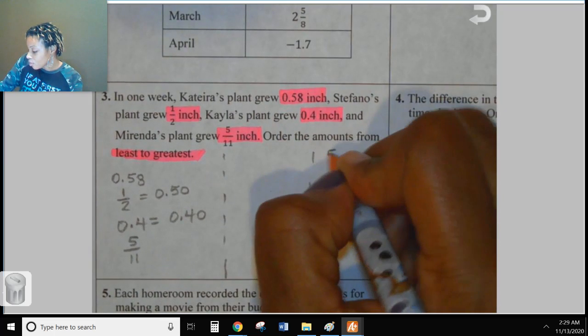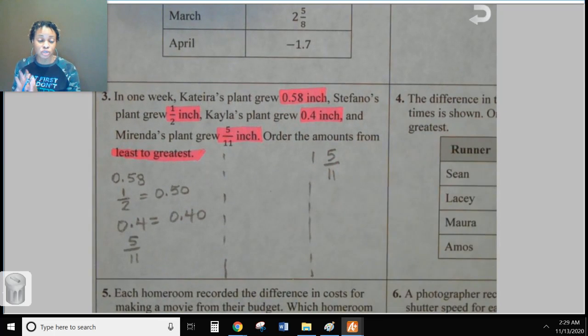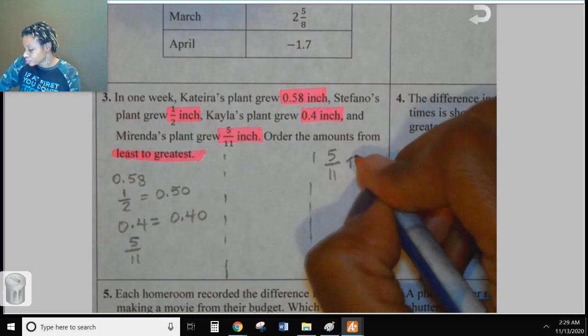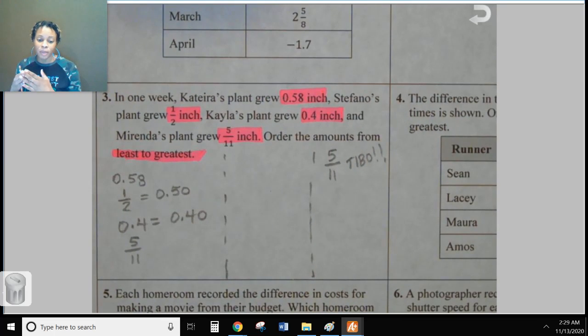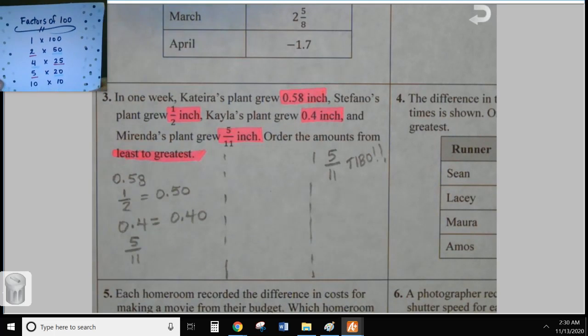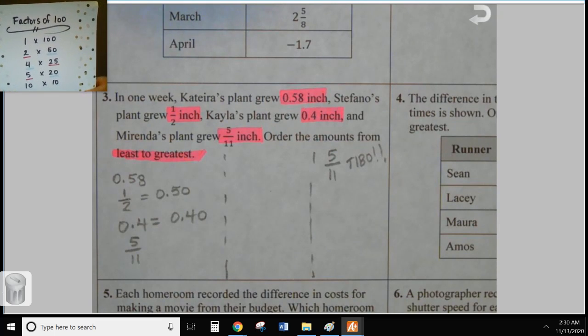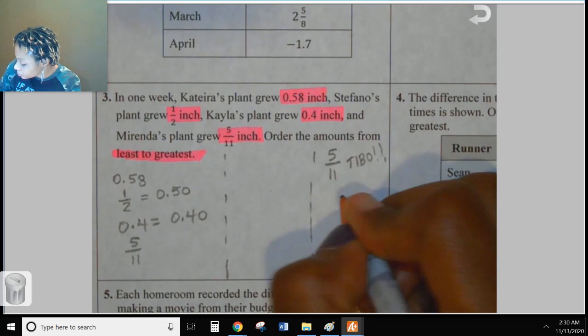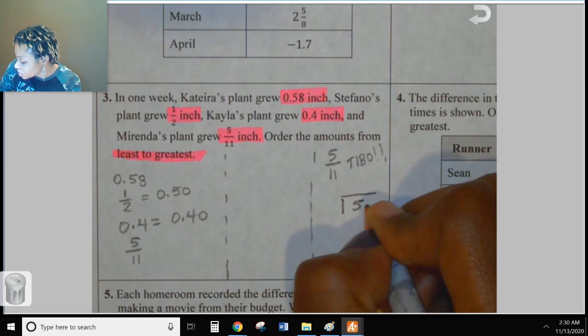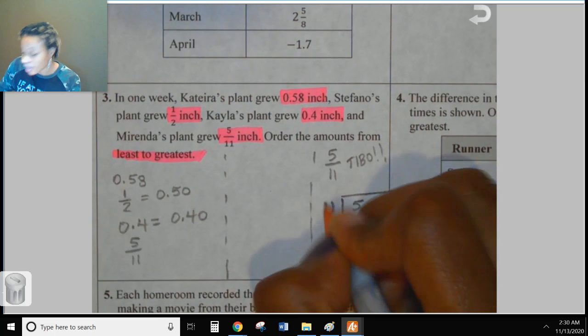And remember, how do we change a fraction to a decimal? You can divide, TBO, top and bottom out. Or you look to see if it has a friendly denominator, a factor of 100. And as you can see, 11 is definitely not on this list. So there's going to be no shortcuts here. We're going to have to do long division. So I'm going to put 5 inside the house with a decimal and 2 zeros, 11 outside of the house.